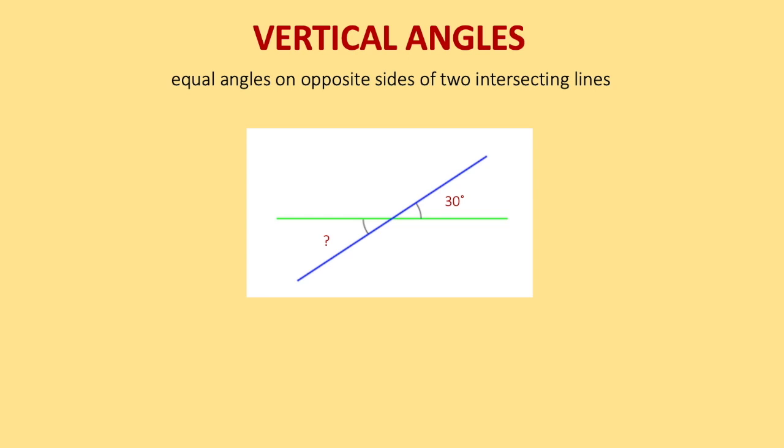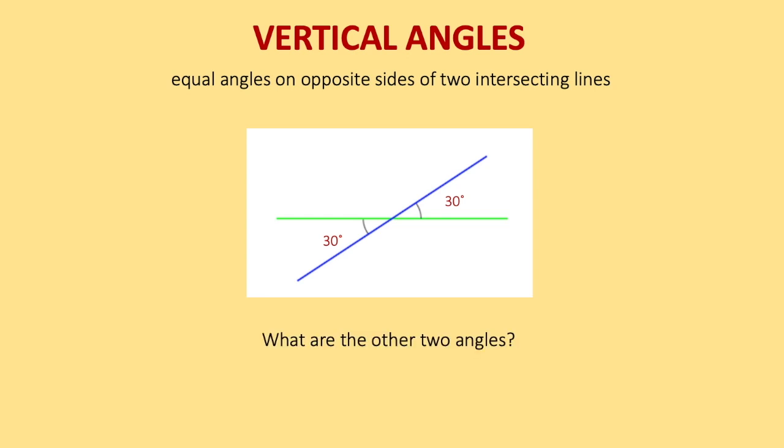Lastly, we have vertical angles, which are equal angles on opposite sides of two intersecting lines. So in the picture we have here, we have two intersecting lines, and then those lines create four angles. The angles that are on opposite sides, or are opposite to each other, are vertical angles and will be equal. So the angles that have the 30 and the question mark in them are equal. So we know that the unknown angle here is 30 degrees.